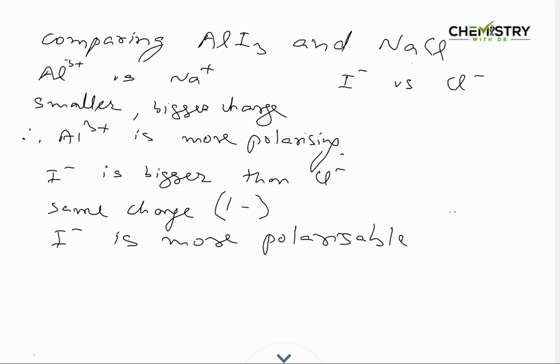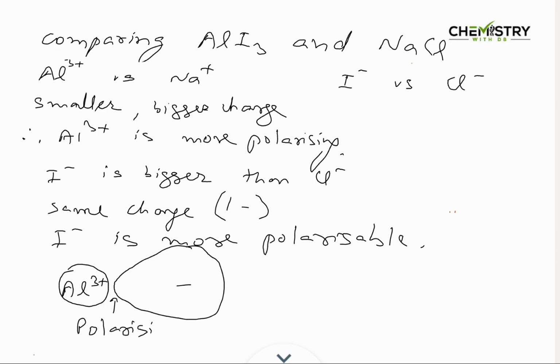As a result of this, when we look at aluminium iodide, aluminium is highly polarizing and I minus is highly polarizable. As a result, what you would observe is that this is the cation and this is the I minus, so there would be some polarization occurring. On the other hand, if we look at sodium chloride, because sodium ion is not as polarizing and Cl minus is less polarizable, these will be present as two perfect spheres or no polarization would happen.